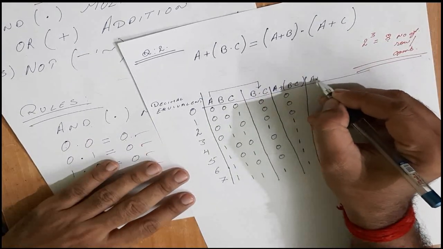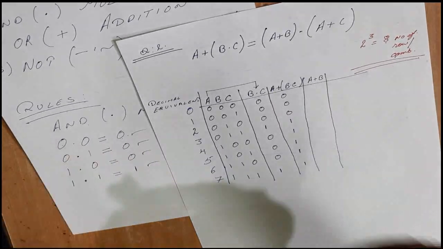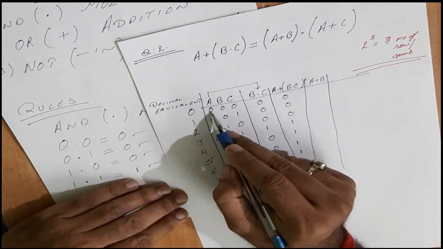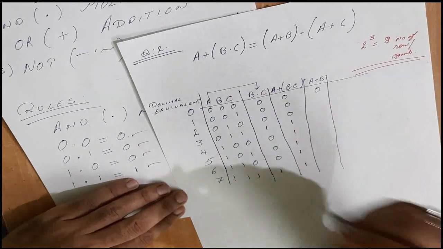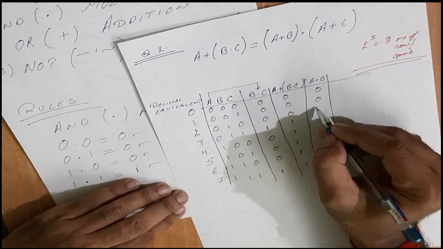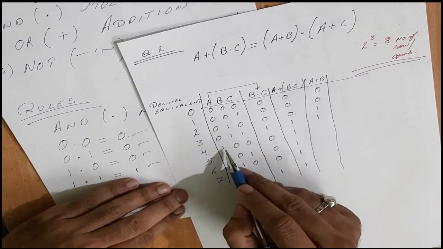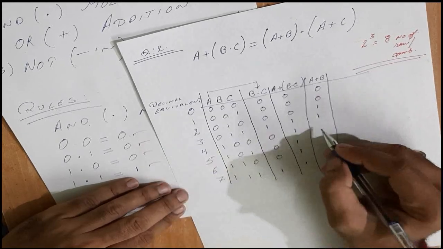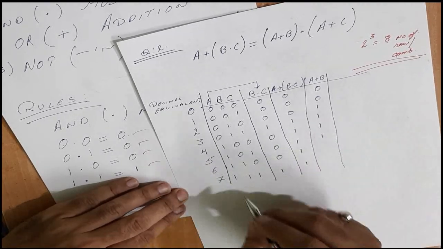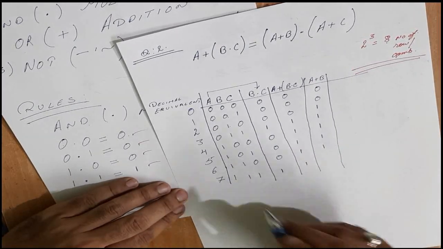Now, next, A plus B. Let's solve it. If we add these two variables, we'll add those combinations. 0 plus 0, 0. 0 plus 0, again 0. 0 plus 1, the answer will be 1. 0 plus 1, the answer will be 1. 1 plus 0, the answer will be 1. 1 plus 0, the answer will be 1. 1 plus 1, again the answer is 1. And 1 plus 1, the answer will be 1.